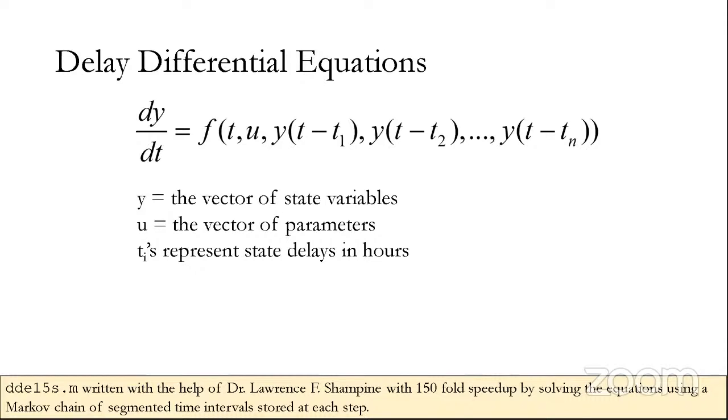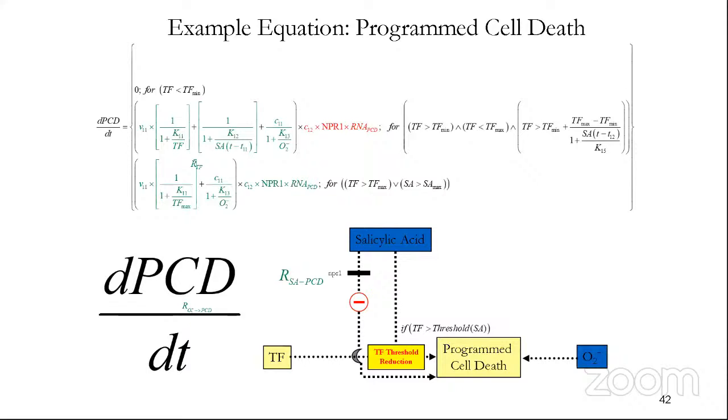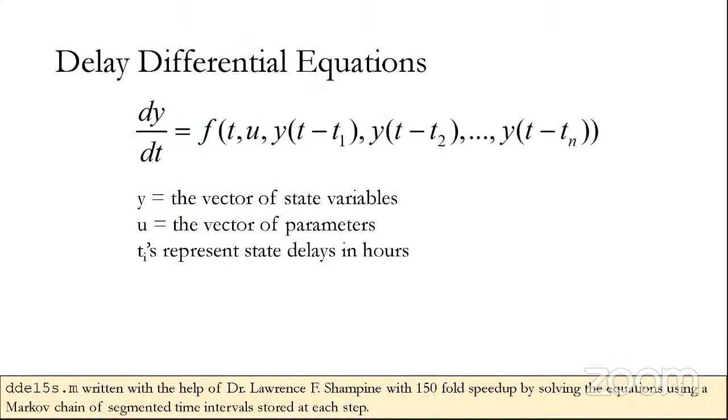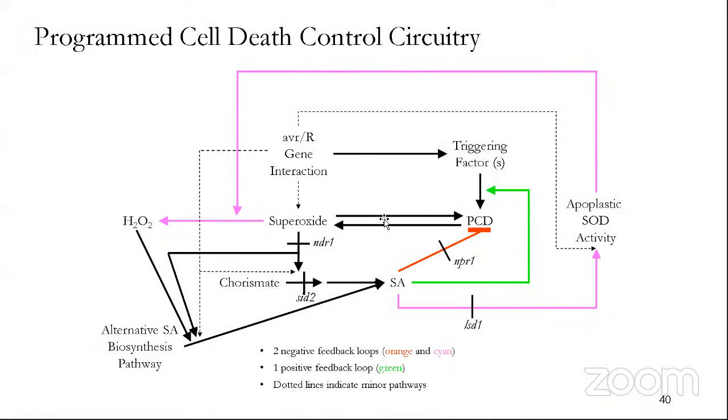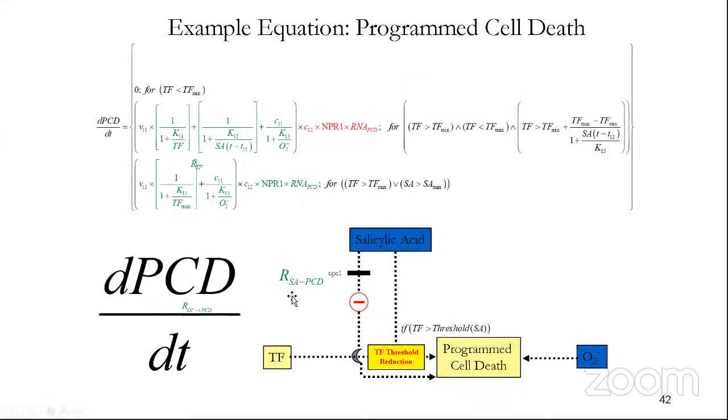Now, the way this was done was each of these arrows had a corresponding term in the differential equation. So, this red one is this red thing here. The black ones are the black arrows, right? And the green one is the green arrow, this is the green term here, right? So using these equations, one simulates how much programmed cell death you will get based on different variables, such as hydrogen peroxide, superoxide, or salicylate.